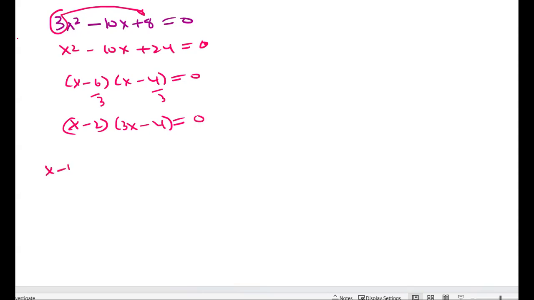So I get x minus 2 equals 0, and then 3x minus 4 equals 0. So x here gives me 4/3, and x here gives me 2.